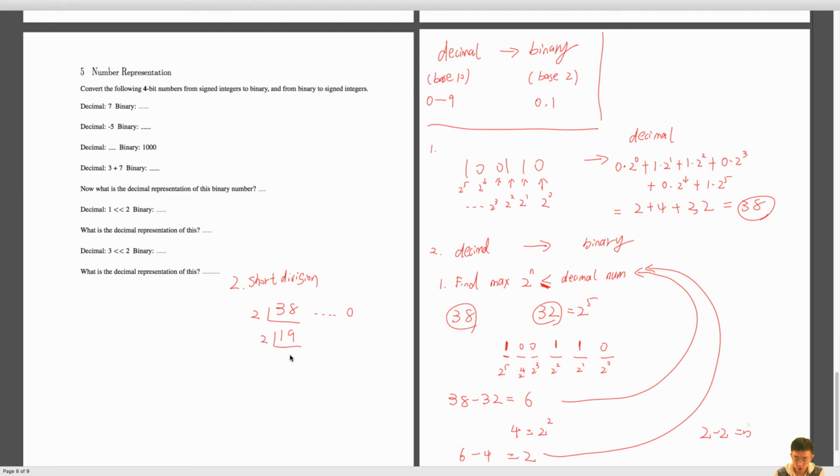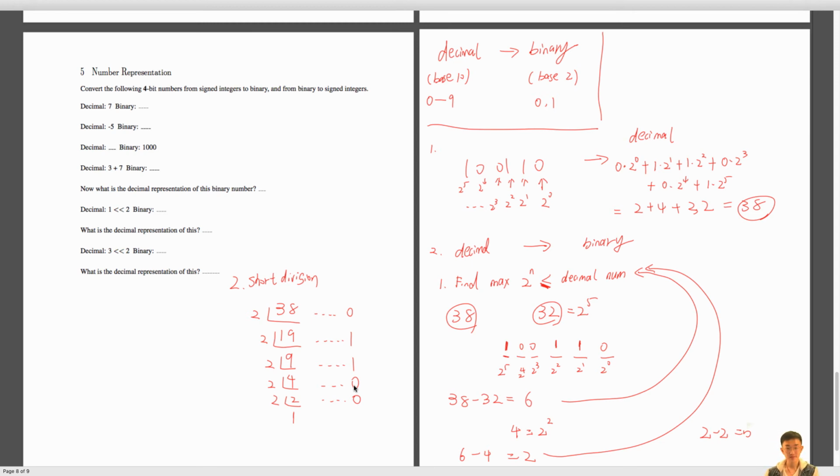19 divided by 2 is equal to 9.5, but we only want integers. So it is 9, and the remainder is 1. Then we divide by 2 again, so it is equal to 4, and the remainder is 1. We just keep doing this. So we get 2, and the remainder is 0. Then we divide 2 by 2, and we get 1, and the remainder is 0. The moment we reach 1, we stop.